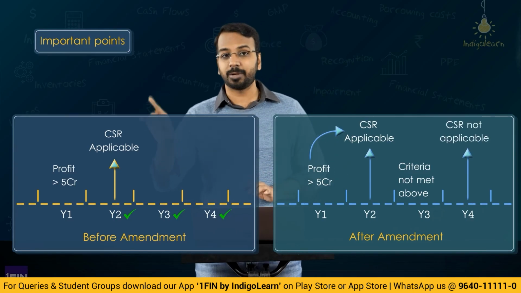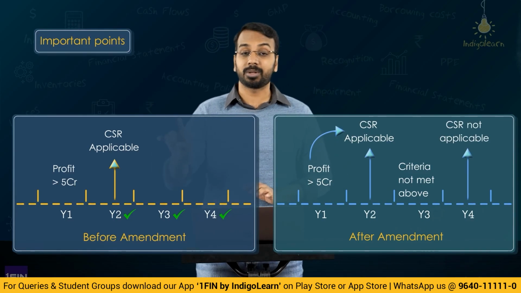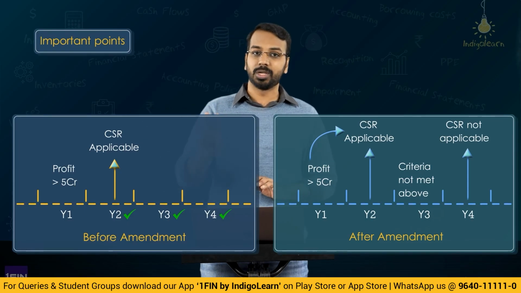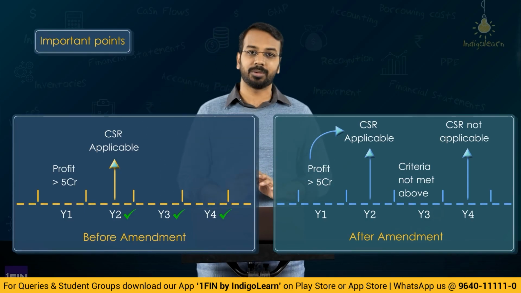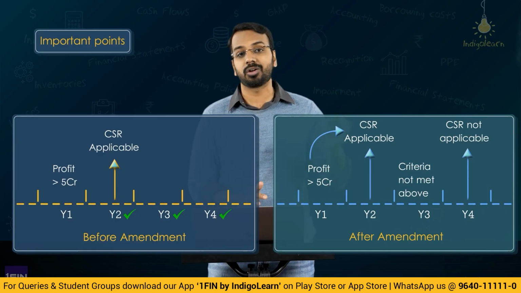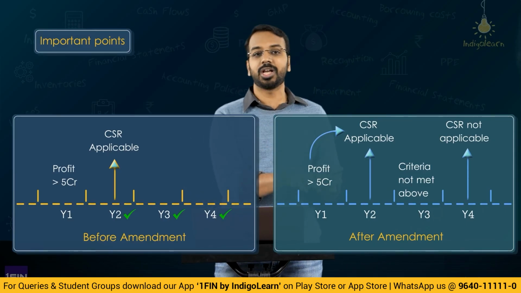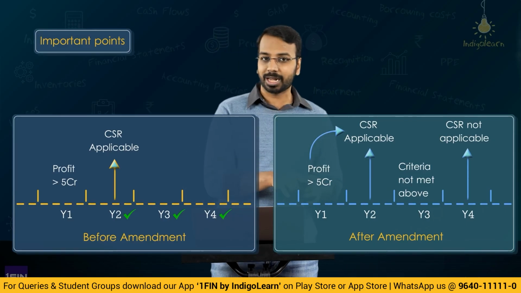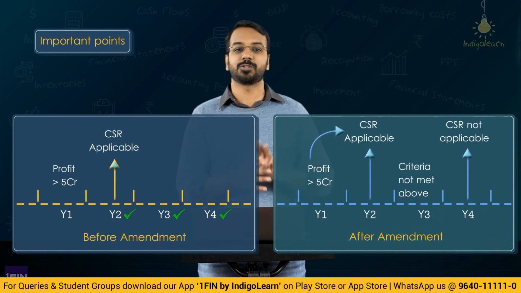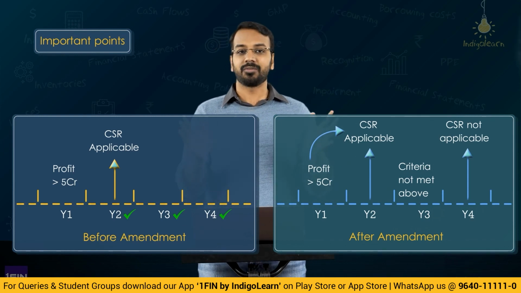Earlier, once it became applicable in 1 year, you had to comply for that year and the other 2 years. So, basically for 3 years it became applicable. But now, you have to look at it on a year-on-year basis. For a given year, check the preceding financial year. If conditions are met, then only CSR provisions become applicable. So, with this, we come to the conclusion of corporate social responsibility, more to do with the rules and regulations which you have already learned and some part of accounting treatment as well.